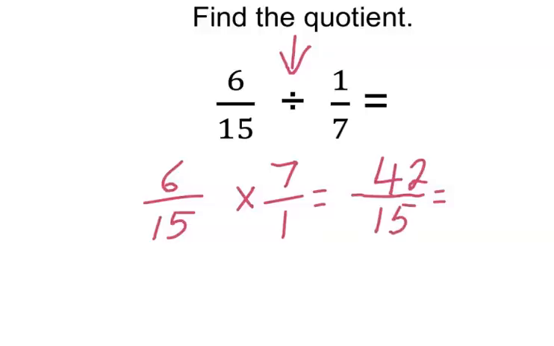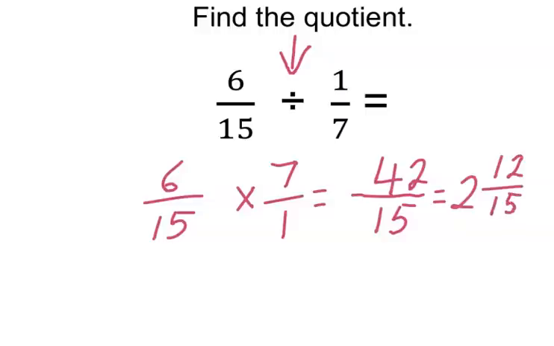How many times does 15 go into 42? Well, 15 times 2 is 30. 15 times 3 is 45. So it's just a little bit too much. So we can do 2. All right, and so we know that 2 sets of 15 is 30. So what's left over? 42 minus 30 would be 12 over 15.